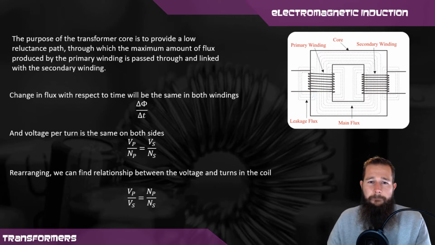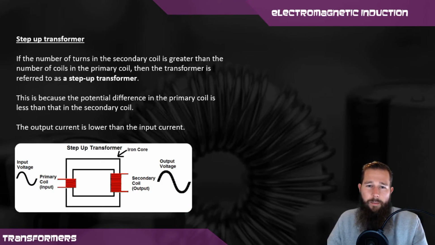Now there are two types of transformers we will consider, being the step-up and the step-down transformers. The step-up transformer turns a smaller voltage into a larger voltage. So you can see in the diagram, the number of primary turns is a lot less than the number of secondary turns of coil. Although the voltage increases, the output current decreases.